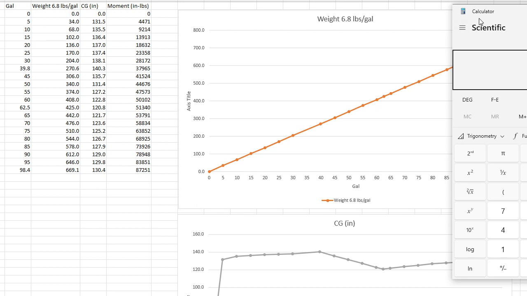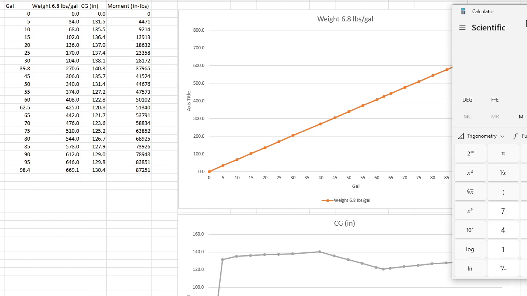But say we wanted to get 26 gallons, the weight for 26 gallons, we would just do the weight for 25, which is 170, and we would plus 6.8. We get 176.8. If we wanted to find it for 28, that's 3 more than 25, so 3 times 6.8 is 20.4 pounds. You add that to the weight for 25 gallons, which is 170, and you get 190.4.